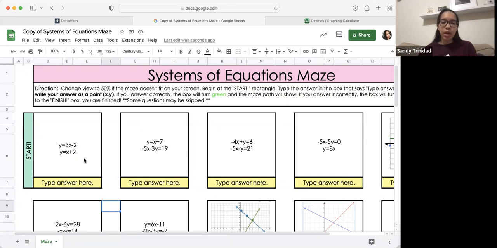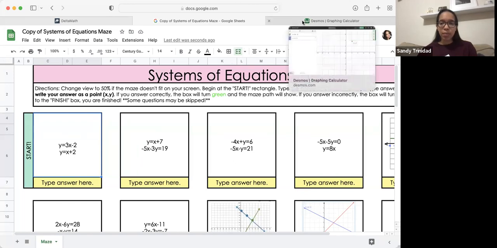And now I'm going to show you how to get through the maze itself. So you're going to start here where it says start in the green box. And basically what it's asking you to do is to solve each system of equations and type in the solution in the yellow box. So the first system that I have is y equals 3x minus 2 and y equals x plus 2. So what I'm going to do is I'm going to use my Desmos calculator, my graphing calculator, which you have in your Google Classroom assignment, to figure out what is the point that these two equations have in common. What is the point where these two equations intersect with each other when we graph them?